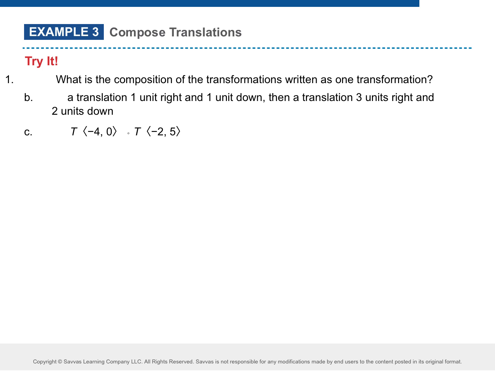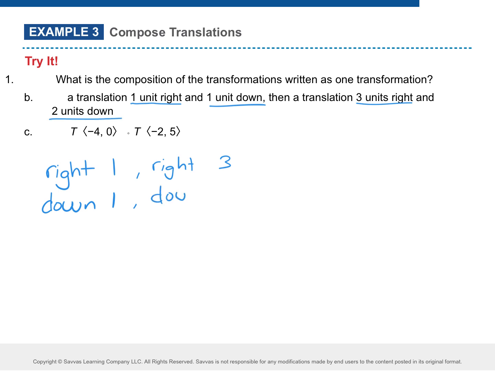So when it's in words, let's talk about what it says for that first one. The first one, make sure we write this down. First one says right 1, and it also says down 1. That's just from the first one. What does the second one tell me? Right 3, down 2. Yep. So that's the 2 translations it gave me. I want to make it 1 translation, put them together.